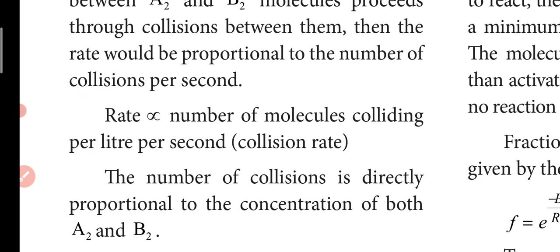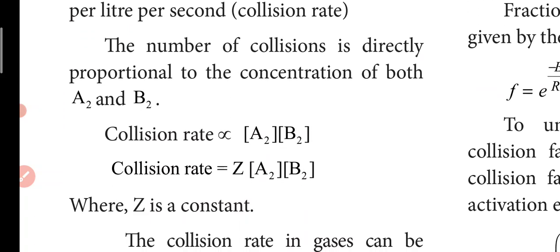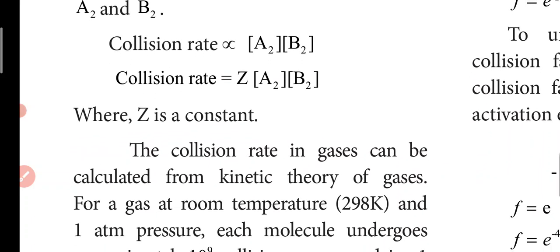Now rate is directly proportional to the number of molecules colliding per liter per second. That is the collision rate. So the rate of the reaction when two molecules collide is calculated with the help of the number of collisions. What is a collision? Just dashing together, two molecules going and hitting each other. The number of collisions is directly proportional to the concentration of both A2 and B2. Collision rate is directly proportional to A2 B2. Collision rate is equal to Z A2 B2, where Z is a constant value.